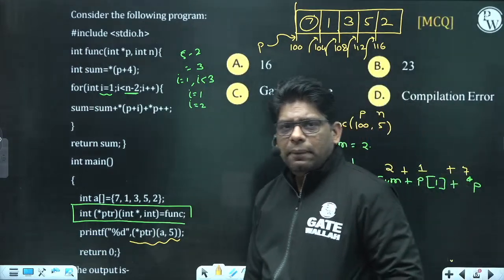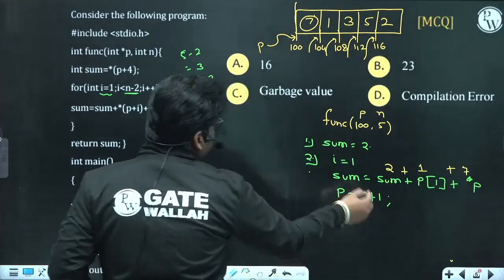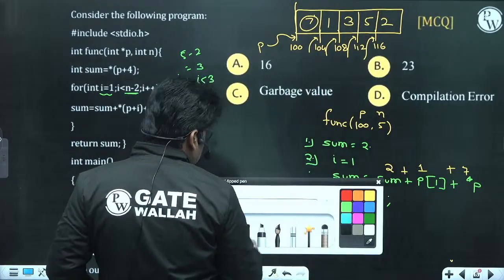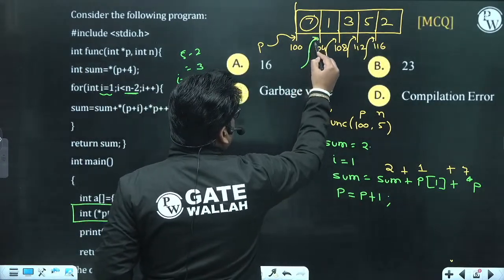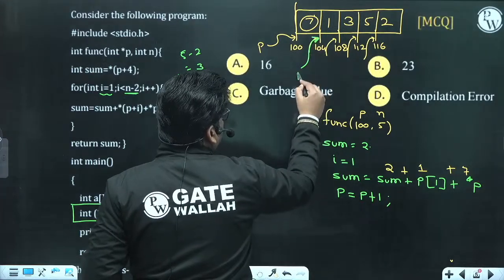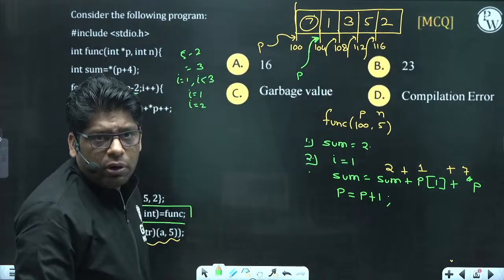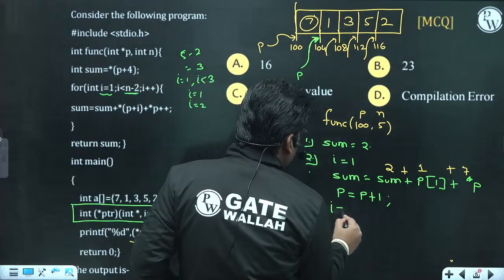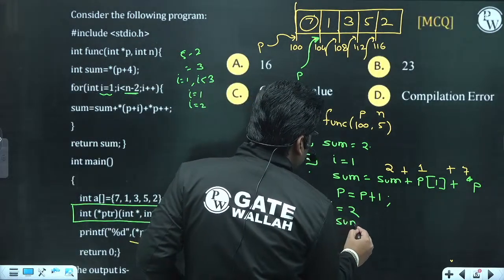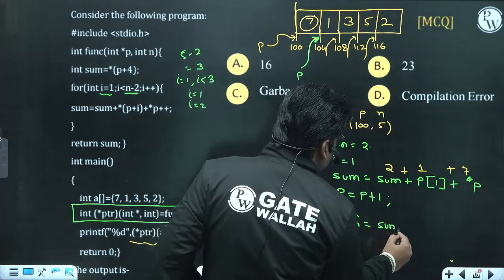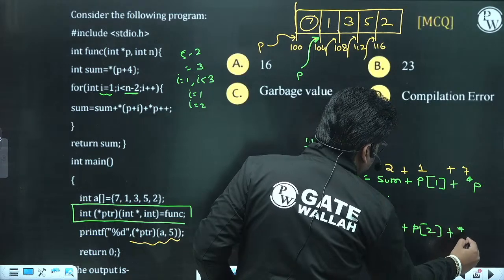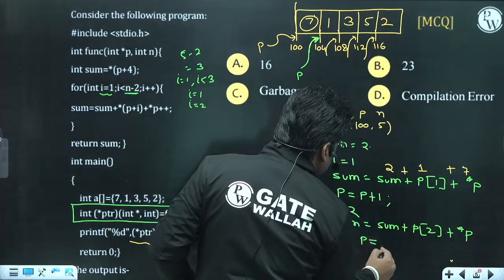Done, everyone? Now when you do P is equal to P plus 1, for the next statement P is pointing at this. Am I right? P is pointing at 104. Now, for I is equal to 2, again when you execute, sum is equal to sum plus P of 2 plus star of P, and later you do P is equal to P plus 1.